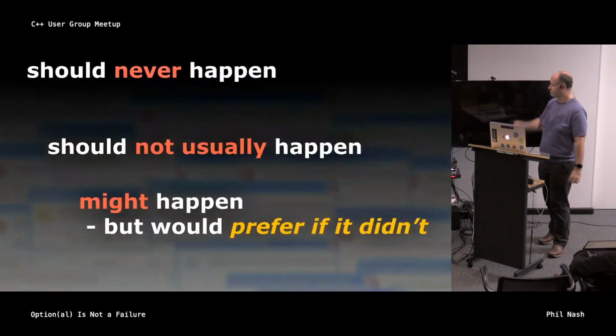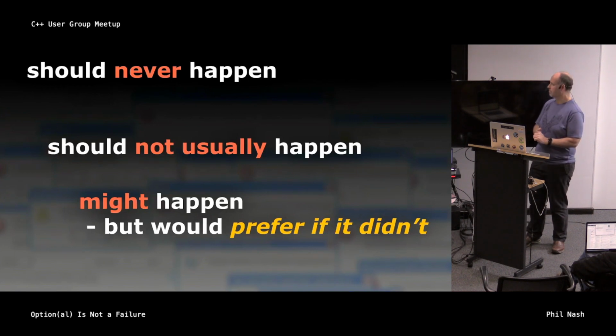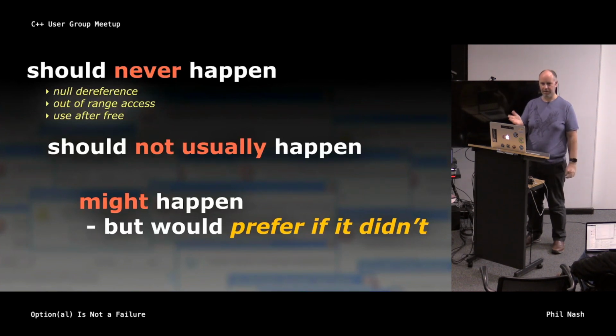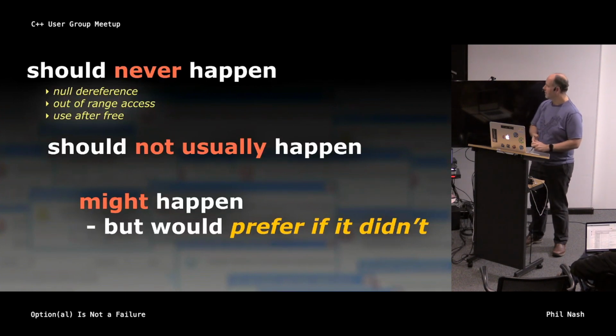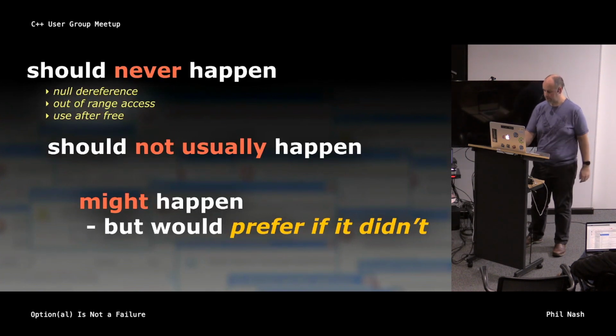So let's break this down into a couple more categories. We've got the should never happen category. I'm going to add to that shouldn't usually happen, and might happen, but we'd prefer it if it didn't. So what are we talking about here? Let's put some examples to this. Should never happen: these are the absolute hard errors, definitely bugs. Things like null dereference, out of range access, use after free, those sorts of things. I'm sure you can add a few more to that list. If they do happen, it's because of some bug that's occurred either at that point or earlier. I don't think we'll disagree with that.